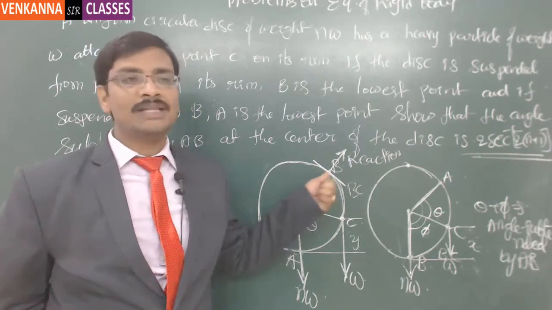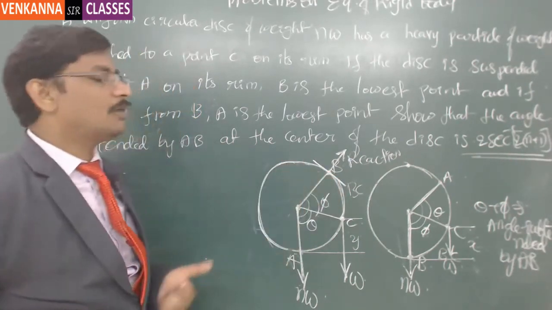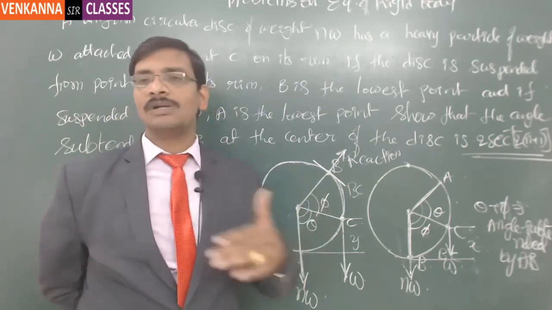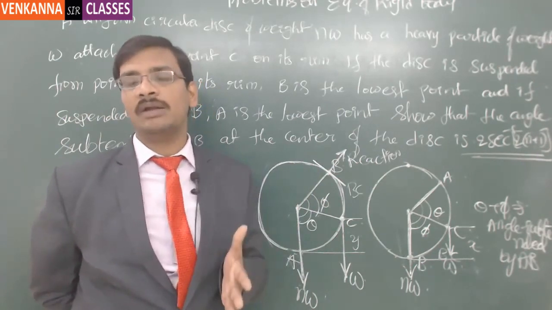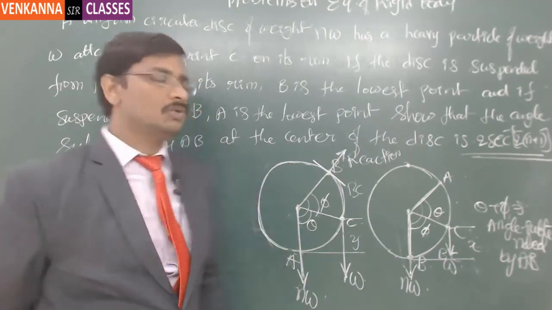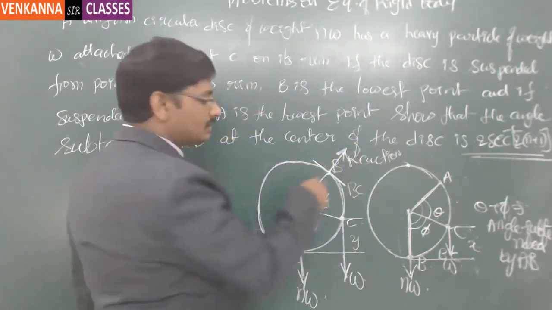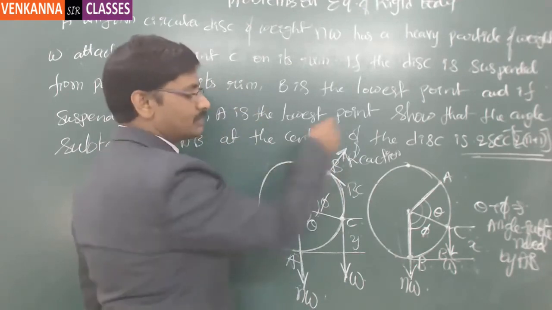So if I take the moments about this particular point, then based on the fundamental theorem of moments, if your force is passing through the point from where you wanted to calculate the moment, then the moment will be 0. So if I take this particular force, the perpendicular distance of this force from this particular point is 0, because it is passing through that point.